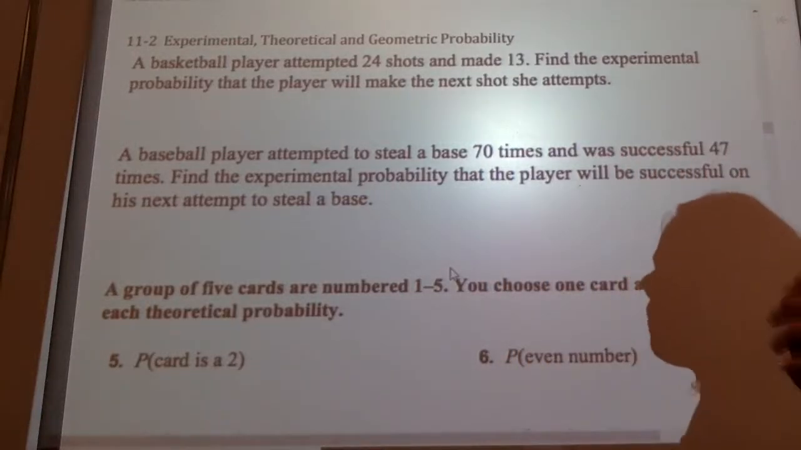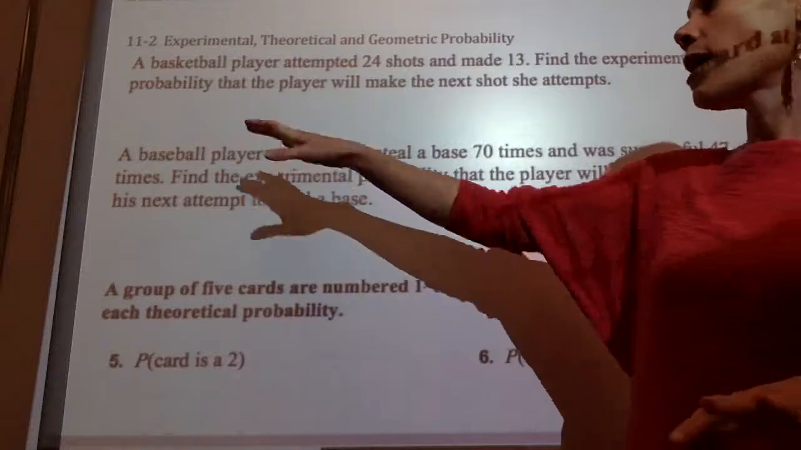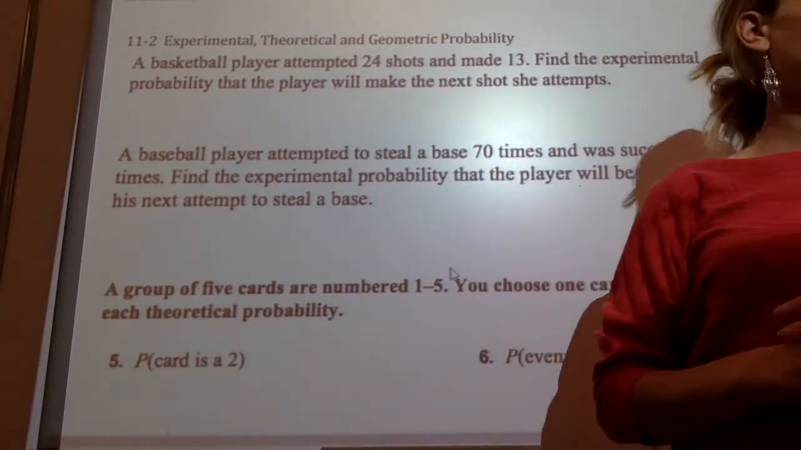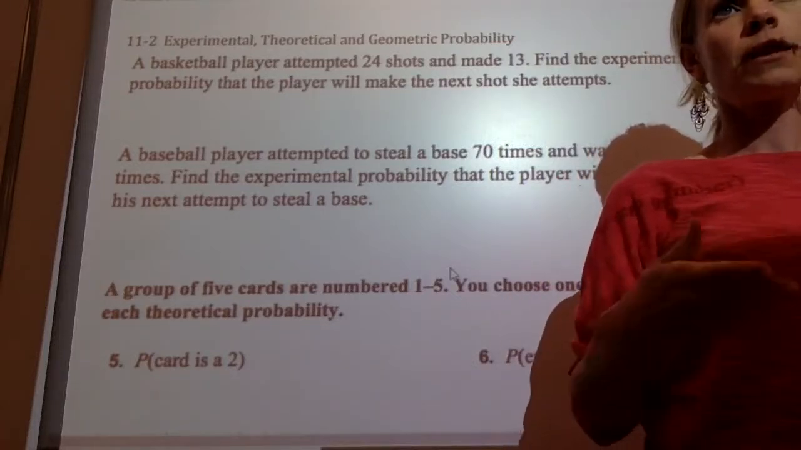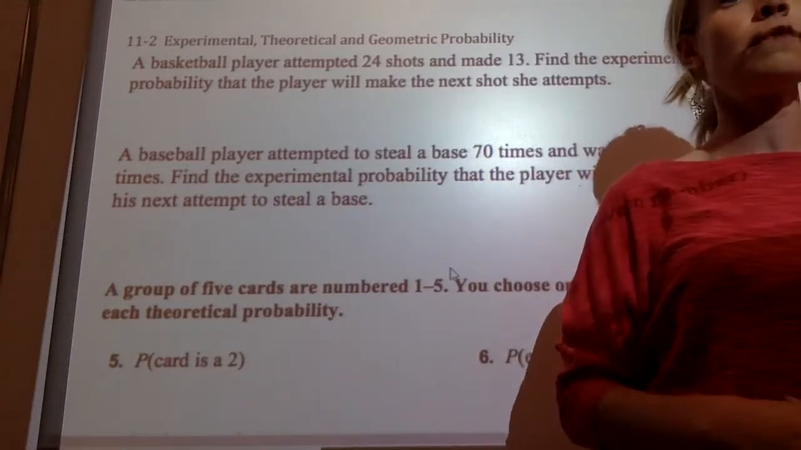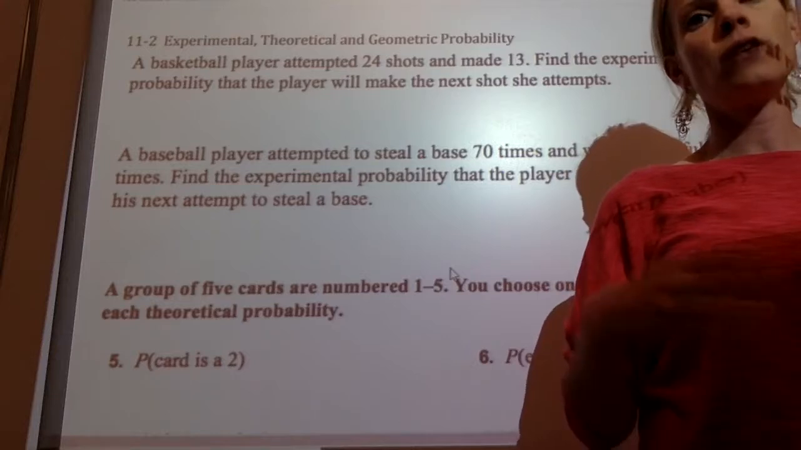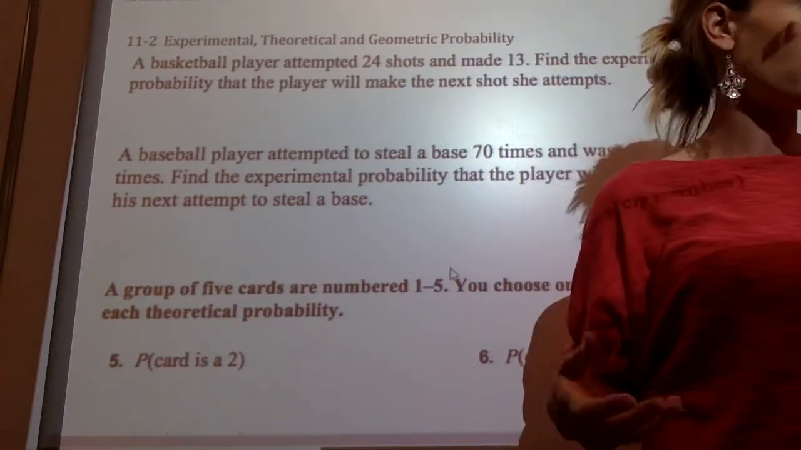Right, so 11-2 is on just basic probability. And there's three types that we'll look at: experimental, theoretical, and geometric. Experimental probability would be where you performed something. You rolled a die 20 times, you flipped a coin 30 times, you kept statistics on something, and you could then find the probability of favorable over total from what you did.